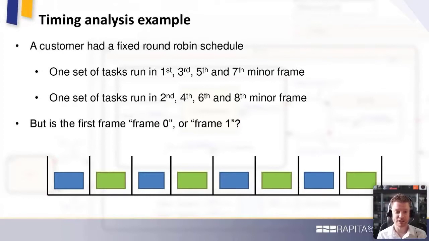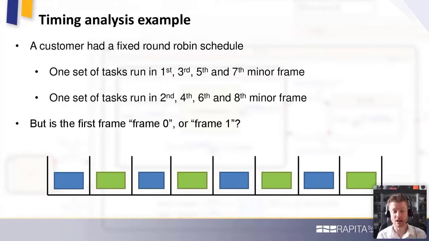And these were handled by different teams. And there was a difference in understanding, shall we say, on what is the first frame. Are we calling the first frame 1, or are we calling the first frame 0? So one team assumed that the first frame is frame 0, so our tasks will be set to run on frame number 1, 3, 5, and 7. The other team thought that the frame started at 1, so they were going to run their tasks on frame 1, 3, 5, and 7.